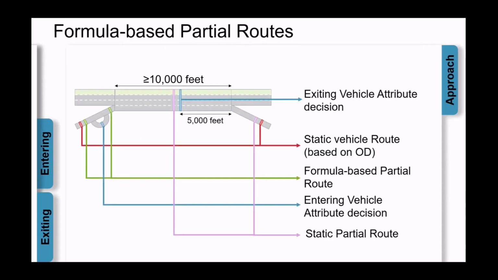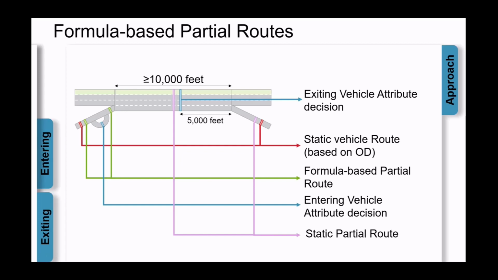This slide is a rough figure which gives you an idea of how the methodology is going to be applied. The red route that you see is the bigger static route, which we calculated from the OD, and the nested partial routes are in green and pink. These are the partial routes at the entering point and the exiting point. The green one is the entering partial route, which is going to evaluate whether a route qualifies or not.